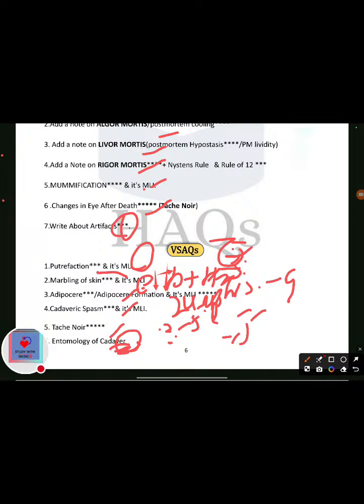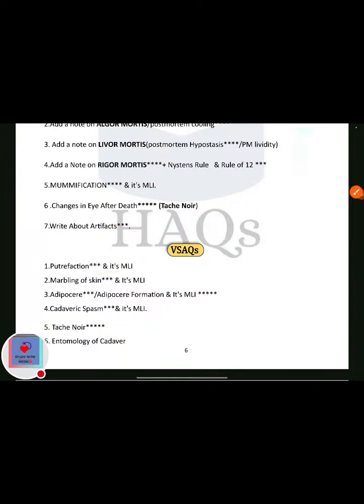Next is entomology of the cadaver. Entomology is the study of insects. Forensic entomology is the application of knowledge of entomology for administration of law. Myiasis is infestation of the body by maggots or housefly. So, how is the development of the housefly?